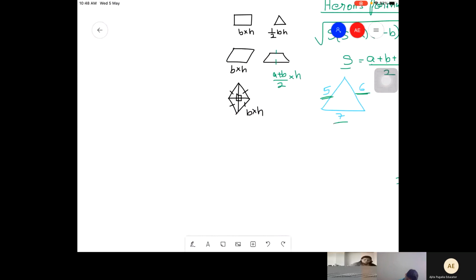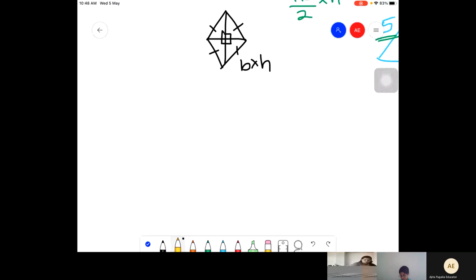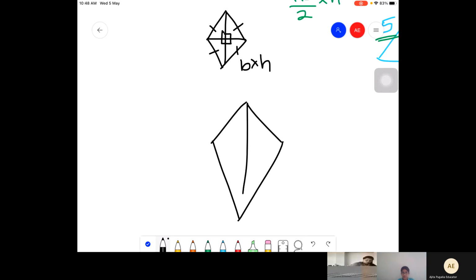Now, one more shape is left out. We did the rhombus. What about kites? Kite? I don't know. Area of the kite is half into product of the diagonals. Okay. Half into product of the diagonals.